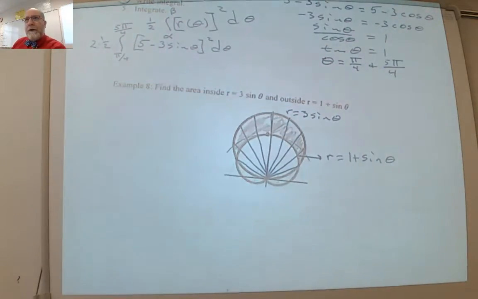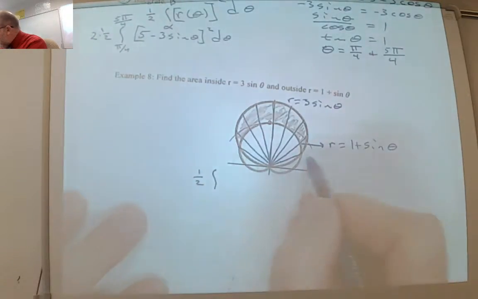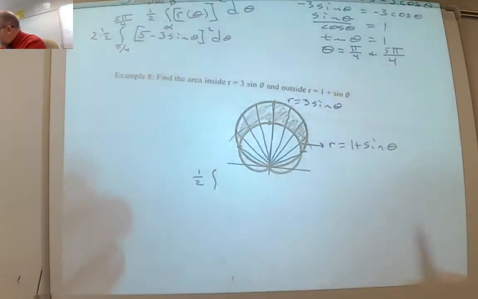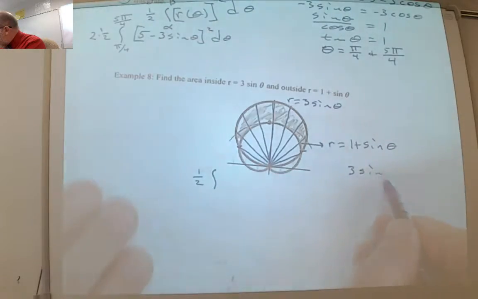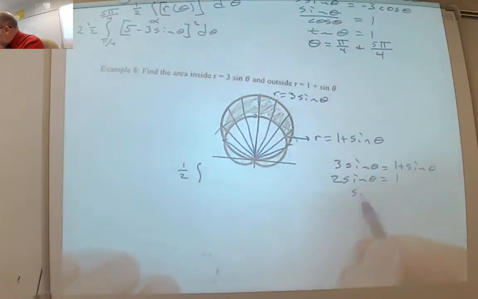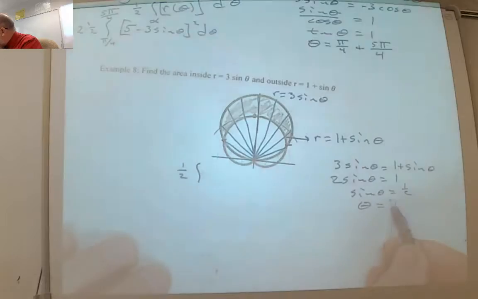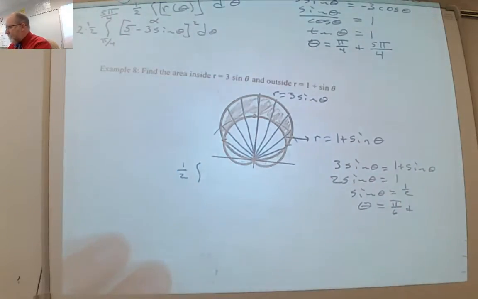Did I talk about how you figure out the area in between? Yeah. Okay, and so it's going to look like this. It's going to be 1/2, and I got to figure out these intersection points first. So I'm going to have 3 sine theta is equal to 1 plus sine theta, and we're going to get 2 sine theta is equal to 1. Sine of theta is equal to 1/2. So theta is equal to pi over 6, and what else? 5 pi over 6.